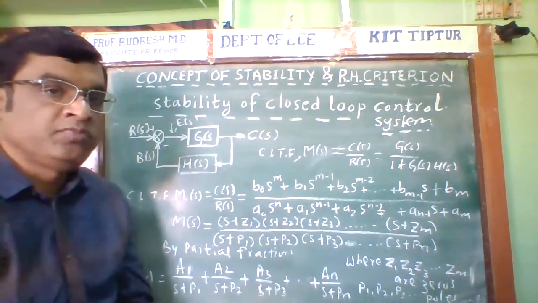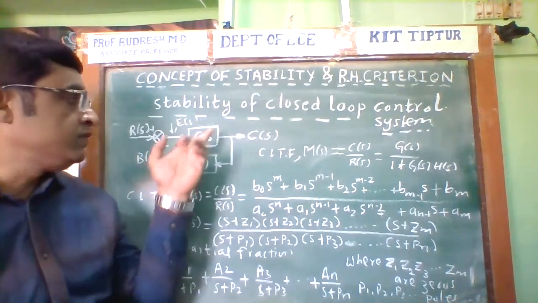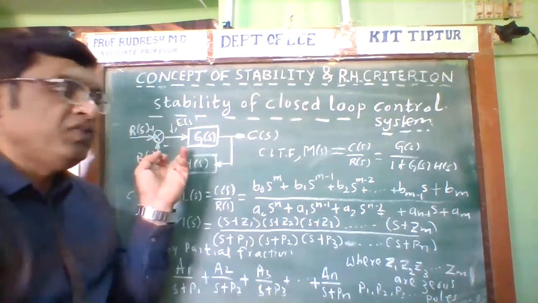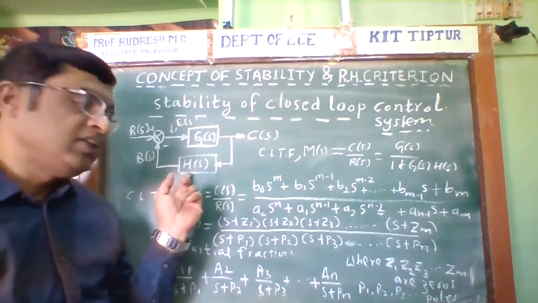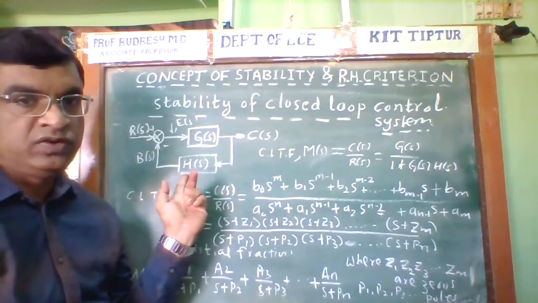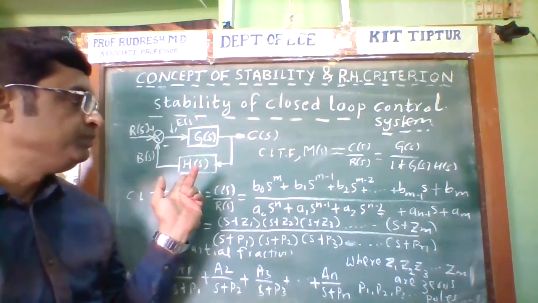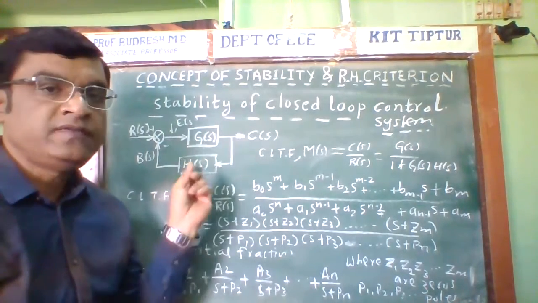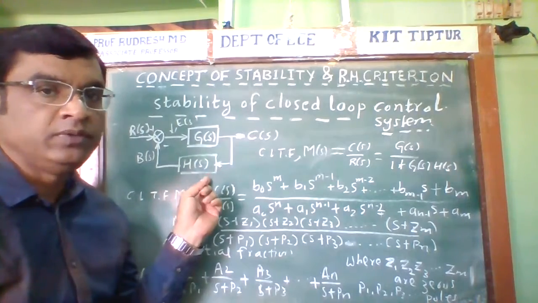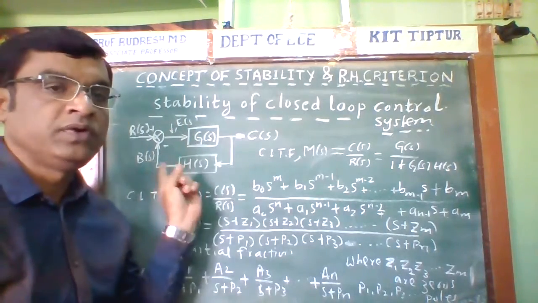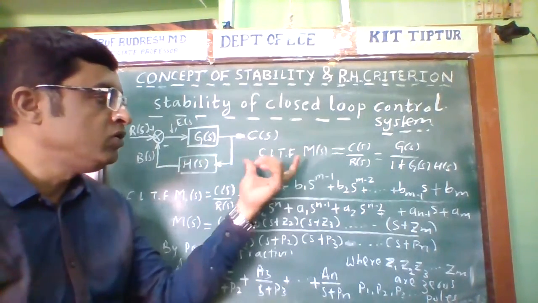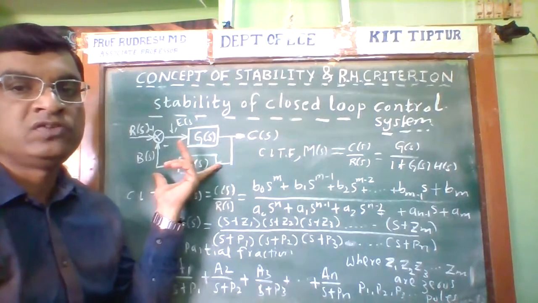These terms I have explained earlier. G of S is the feed forward transfer function, and H of S is the feedback transfer function. To analyze the stability of the control system, consider the closed loop control system. Now, what is the closed loop transfer function of this system?